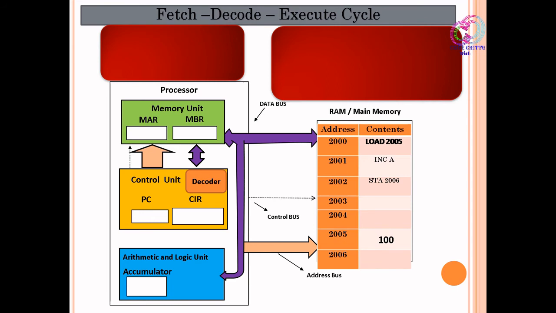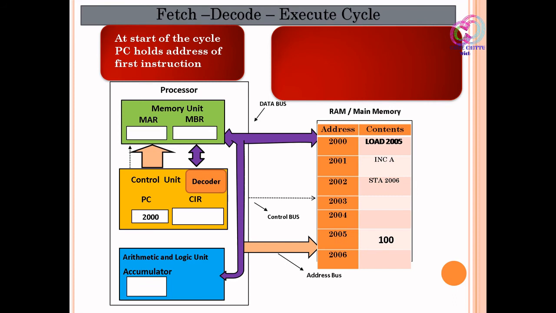The use of this accumulator is that whenever any calculation is done, by default the accumulator will be holding the data. Then you can see the three buses: the data bus in purple color, the address bus in orange color, and the dotted lines are the control bus. And you can see here the RAM or main memory. These are the addresses 2000, 2001 up to 2006, and here I loaded the instructions.